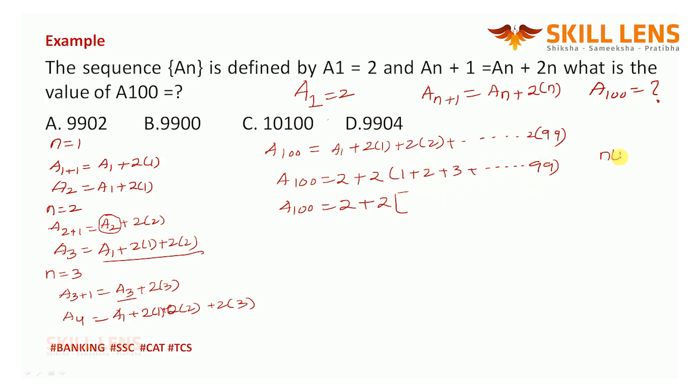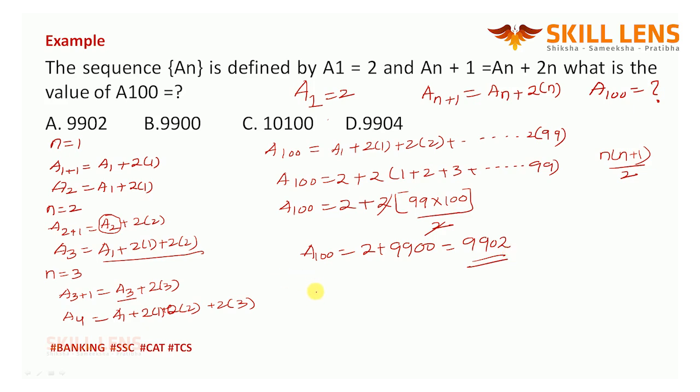What is the formula? n into n plus 1 divided by 2. So what is n here? 99 into n plus 1, which is 100, divided by 2. So I can say 2 will get cancelled. Then A of 100 will become what? 2 plus, this is 9900. So your answer is 9902. So this is how you can get your answer.